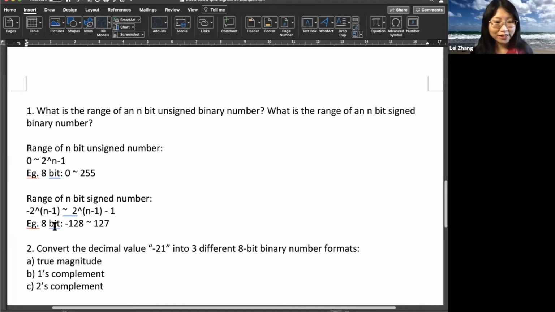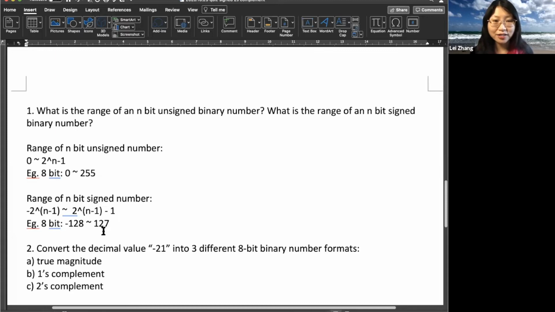So for example, if it's 8-bit, we have to remove 1 bit here. So that's for the sign bit. And then we have 7 bits left. So minus 2 to the power of 7 is minus 128, to plus 2 to the power of 7 minus 1, that's 127.